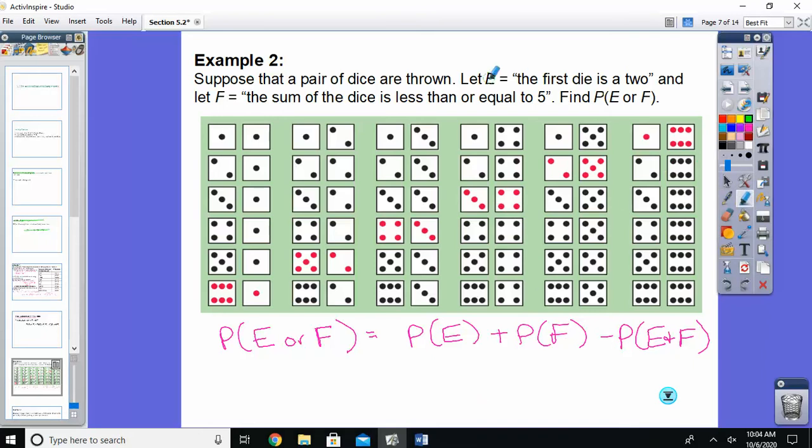So E, the first dice is a 2. So that's this row right here. So how many times did that happen? 6. So the probability of E is 6 out of 36.